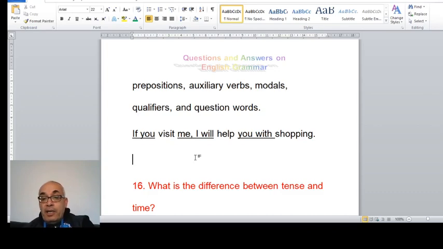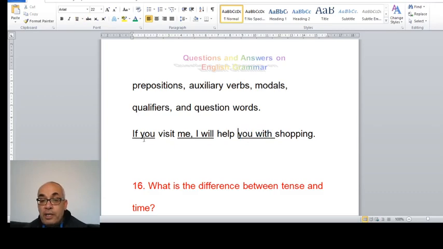So anyway, I don't want to explain a lot. Let's look at this sentence. If is a conjunction, so it is a function word. It has little meaning. You is what? A pronoun. It's a subject pronoun. Me is an object pronoun. I is a subject pronoun. Will is an auxiliary verb. You is an object pronoun. And will is a preposition.